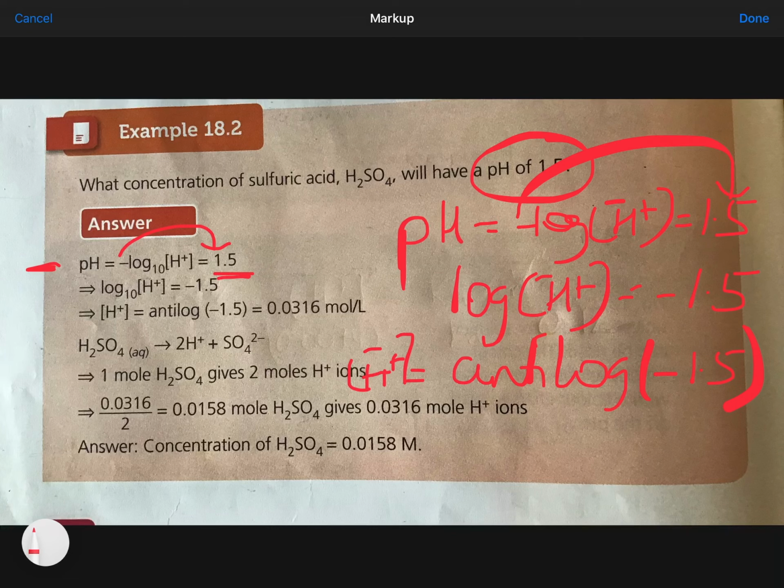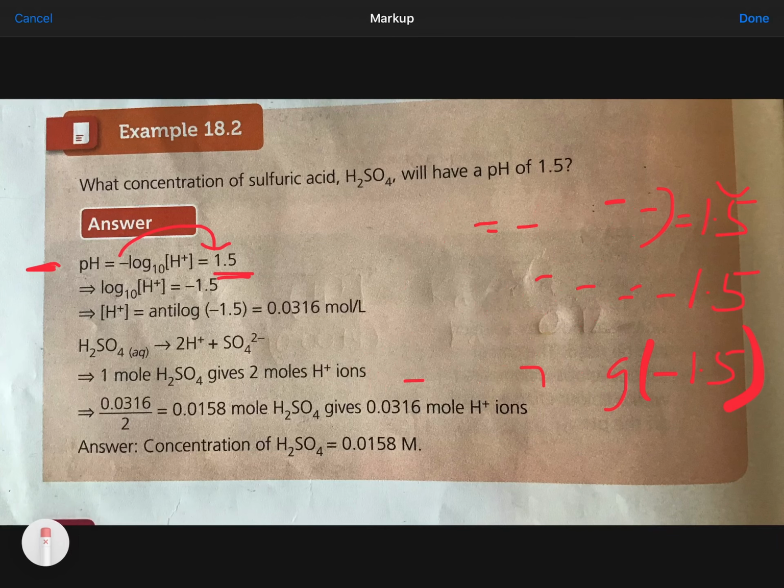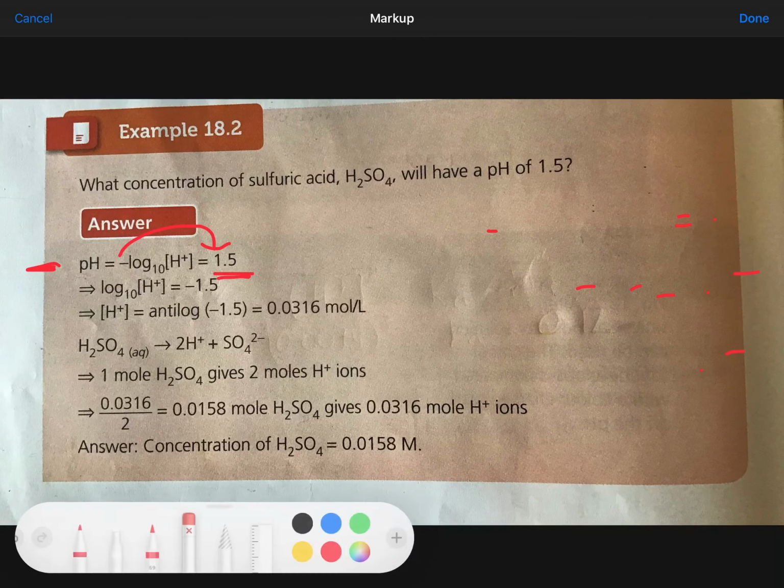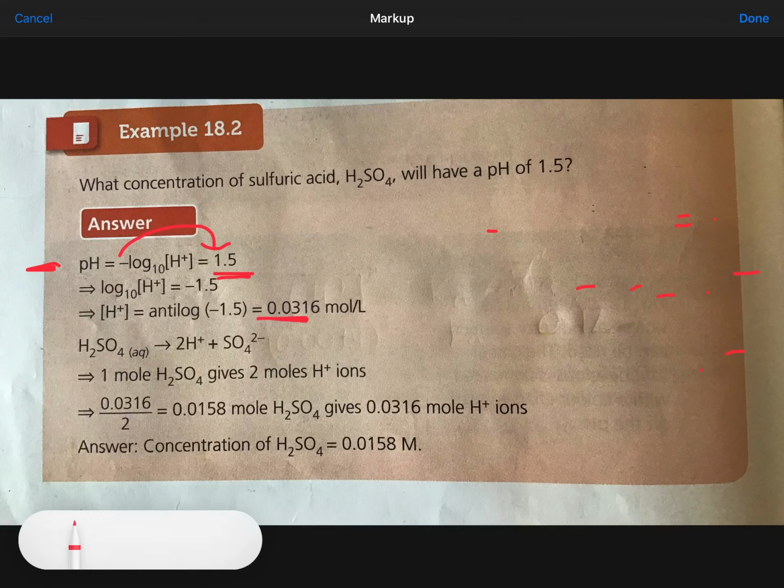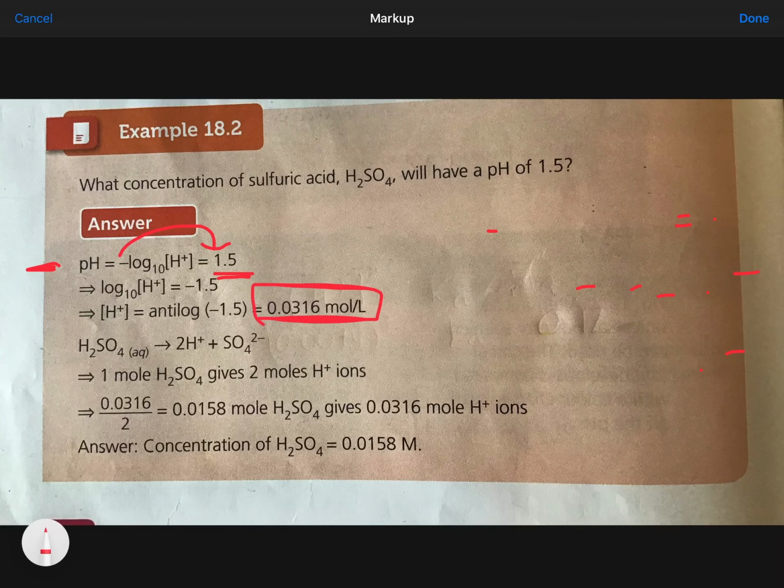So remember that if you're given the pH in the question, which you are here, then you can calculate the hydrogen ions. So watch that in the exam questions. If you're given pH at all, you'll be able to calculate the hydrogen ions, okay? Now, you have the hydrogen ion concentration here.